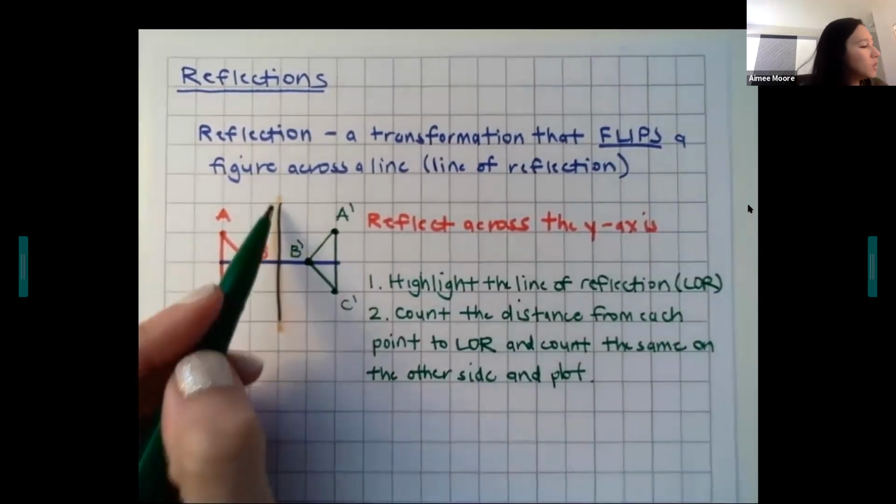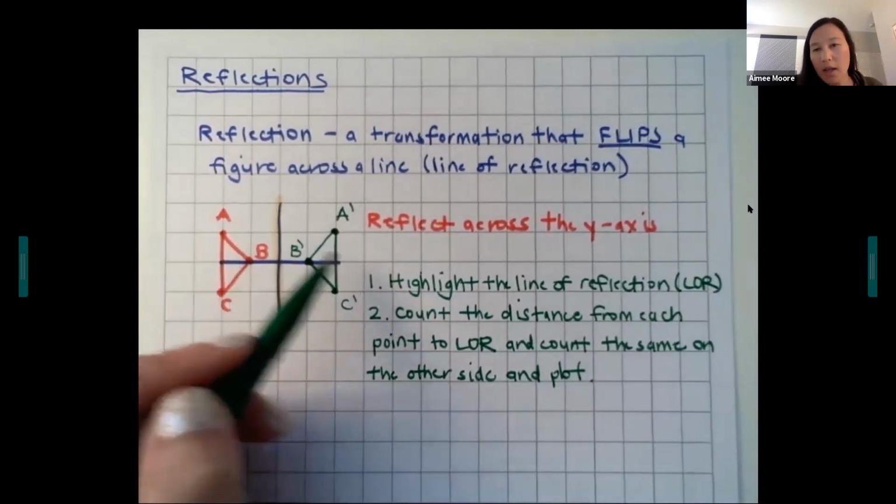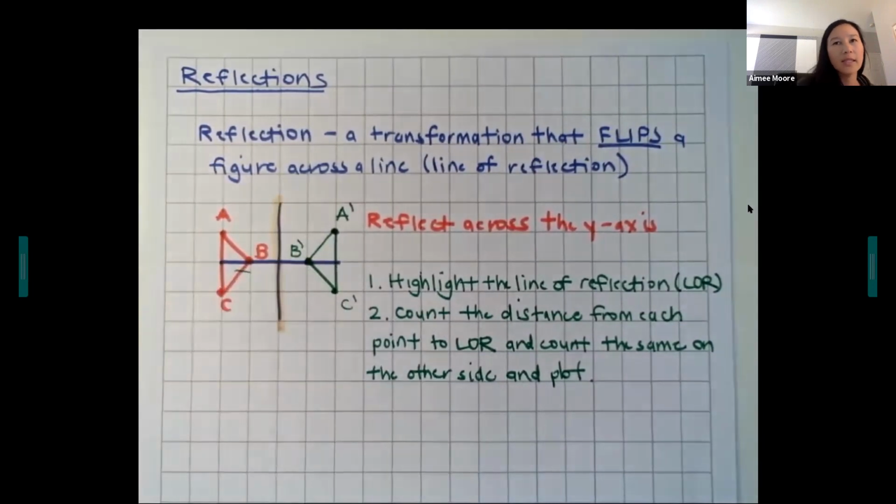So if you fold your paper on the line of reflection, the images would be right on top of each other. They're exactly the same.